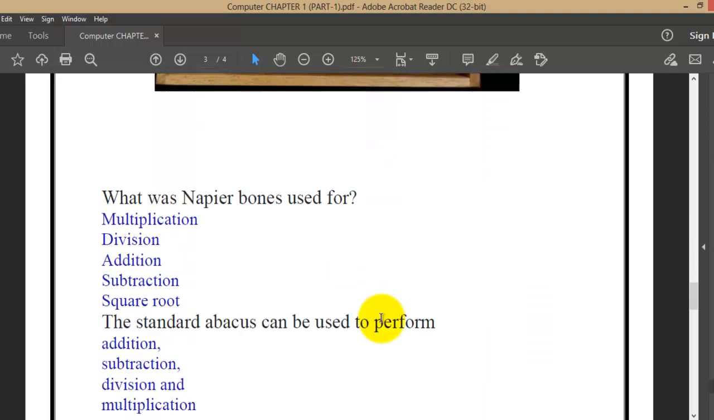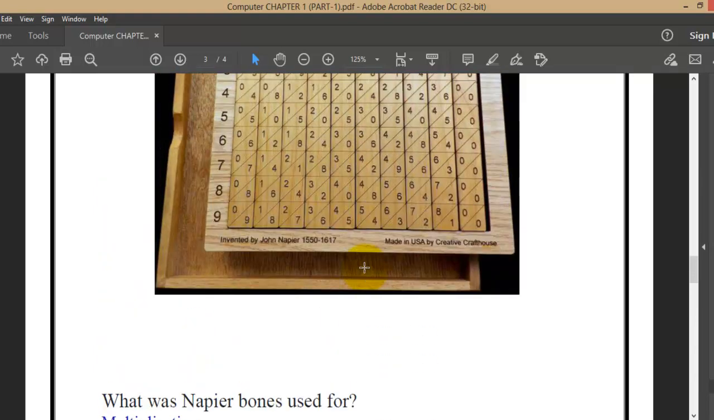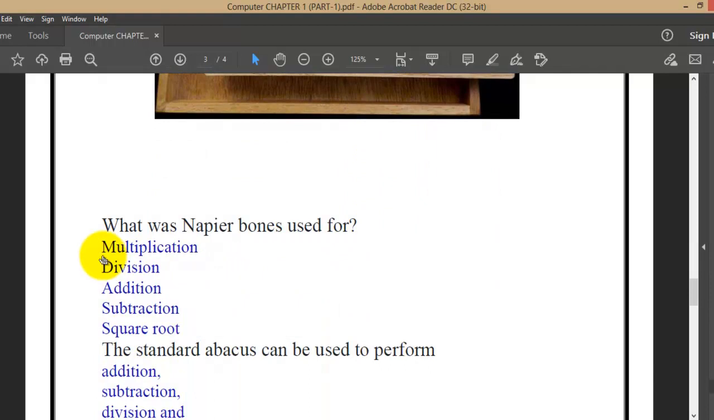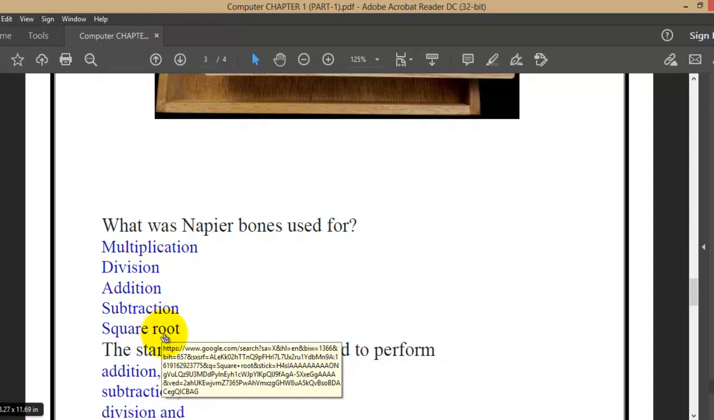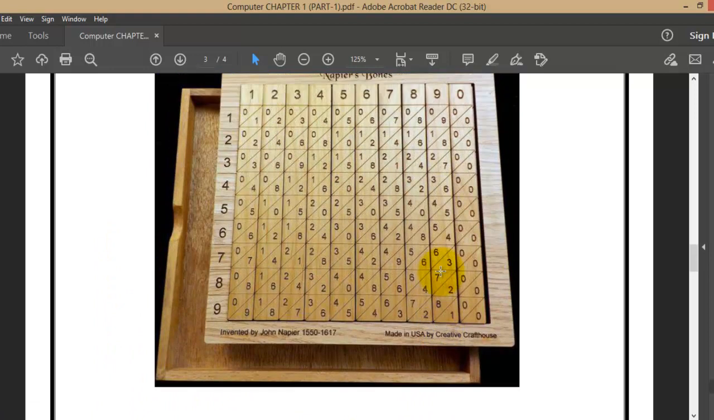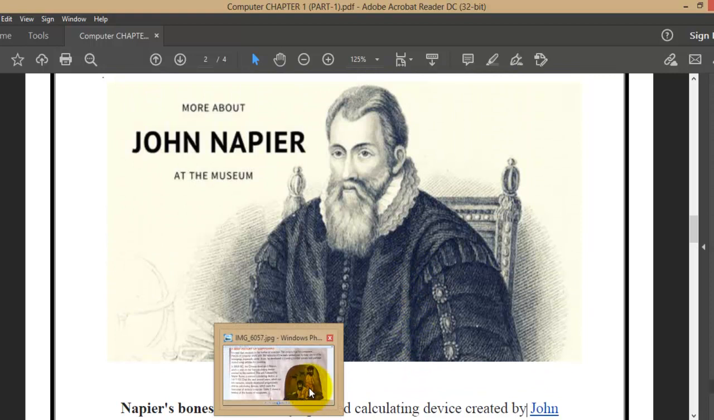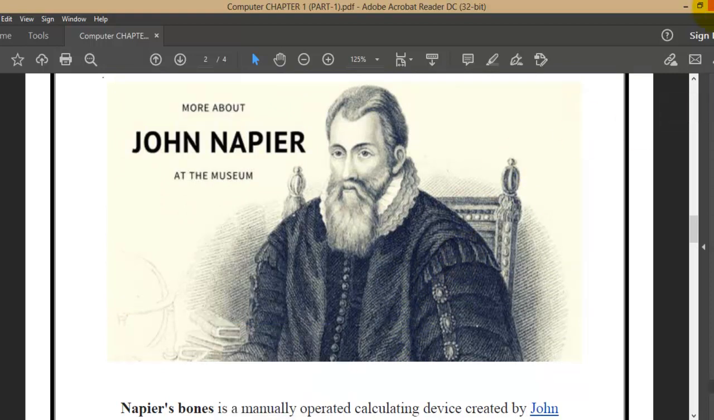So what can we calculate with Napier bones and the abacus? In the standard abacus, we can do calculations for addition, subtraction, division, and multiplication. But using Napier bones, we can calculate multiplication, division, addition, subtraction, and also square root, which is more complex than the abacus. This is the picture of John Napier we have in our textbook also.